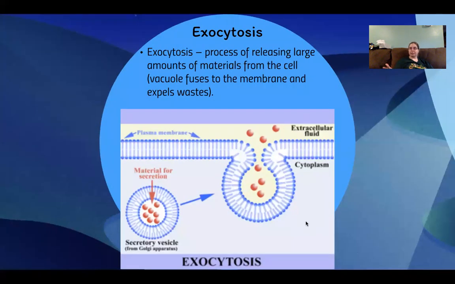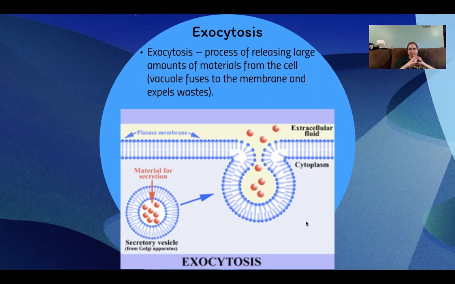Exocytosis is the opposite of endocytosis, where in endocytosis, we were folding the membrane around something to bring it into the cell. Exocytosis is the process of releasing stuff to the outside of the cell. So it works exactly like endocytosis, but in reverse.